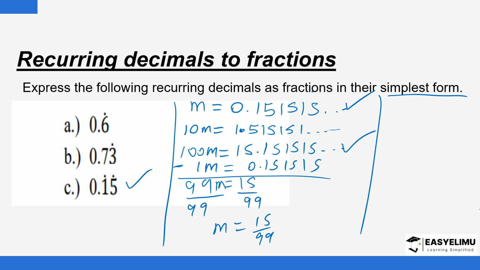So 15 divided by 3, m here is equal to 5, since 15 divided by 3 is 5, and 99 divided by 3 is 33. So that is the fraction that is equivalent to the recurring decimal 0.151515. So that is how you go about it.